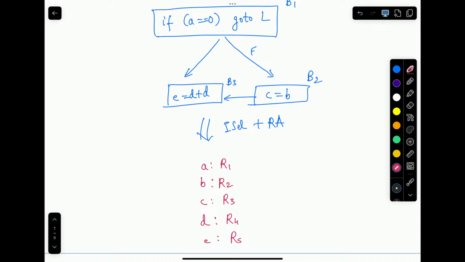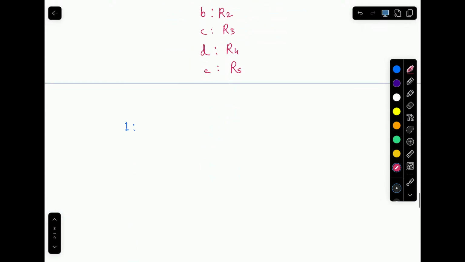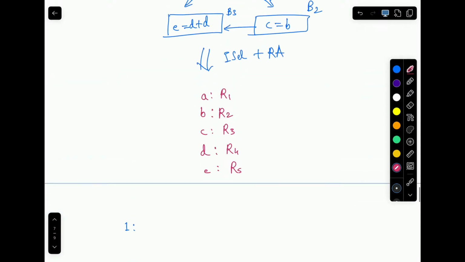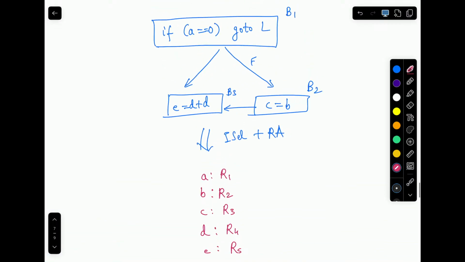If each of them is given a different register, are there any data dependencies in this code? No. A, B, C, D, E all are independent. There is no indirect access over here. So let's assume that all of them are independent of each other data-wise, but they are dependent based on the control here. There is a control dependence from B1 to B2. Okay. So let's say after performing register allocation and performing instruction selection, I get the following code.